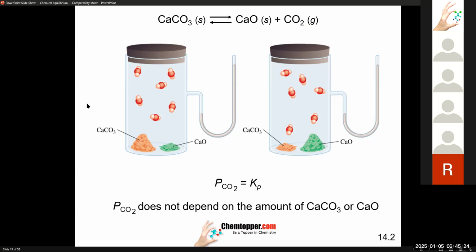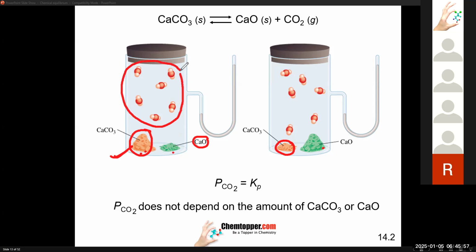Okay, so now why is this picture here? The picture is indicating that when you put calcium carbonate, this is calcium carbonate, and this is calcium oxide. Here you have placed plenty of calcium carbonate. You can see the amount, right? And here you have placed less calcium carbonate and more calcium oxide. Here less is calcium oxide, more is calcium carbonate. Doesn't matter. The pressure, the Kp value, the Kc value in both the containers is the same.